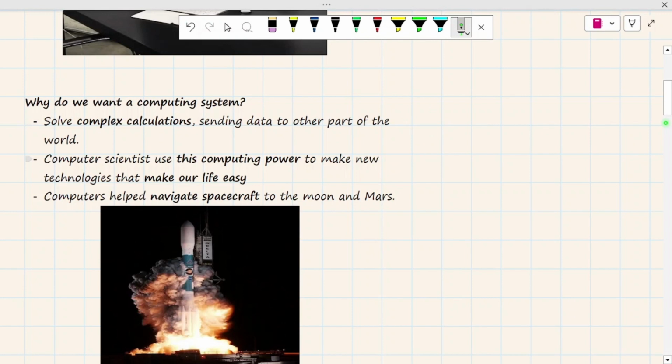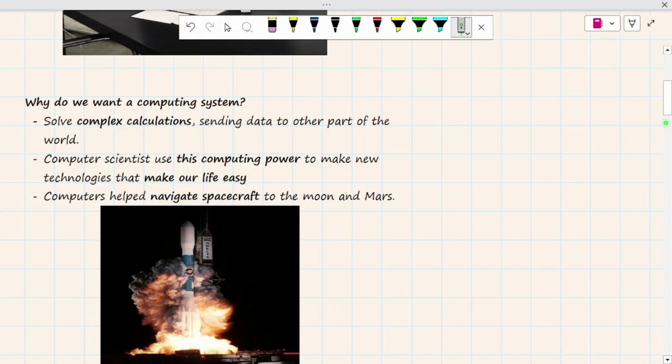And next, this computing power is used to make our life easy. For example, if you want to remember a phone number, what do we do? Nowadays, we do not put pressure on our brain. We use our phone's memory in order to remember any phone number.